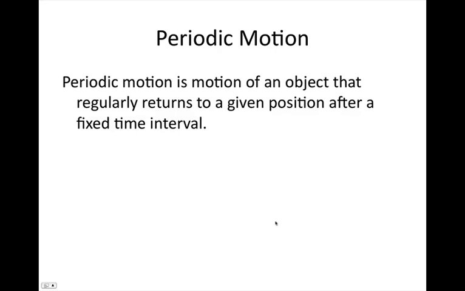Okay, so on to a new topic. First of all, a definition of periodic motion. Periodic motion is the motion of an object that regularly returns to a given position after a fixed time interval.